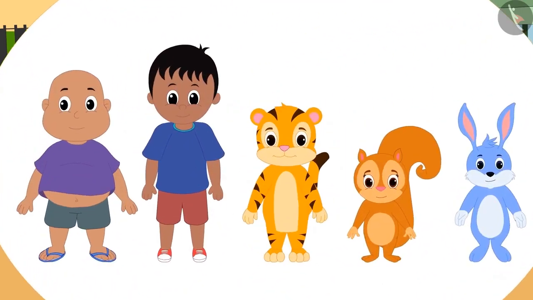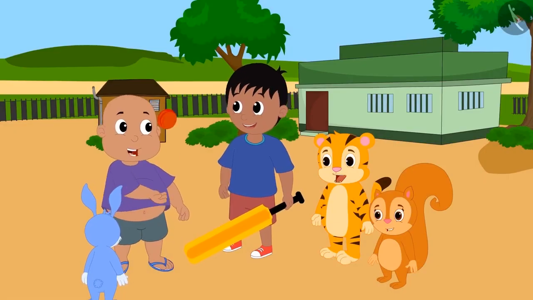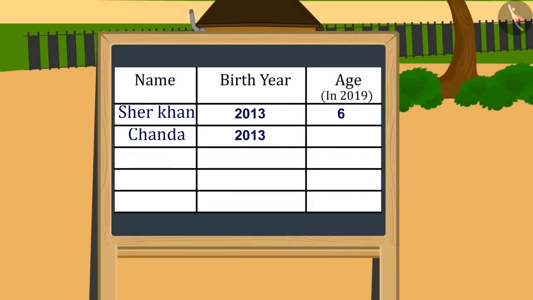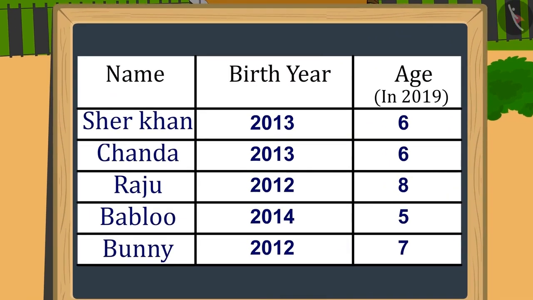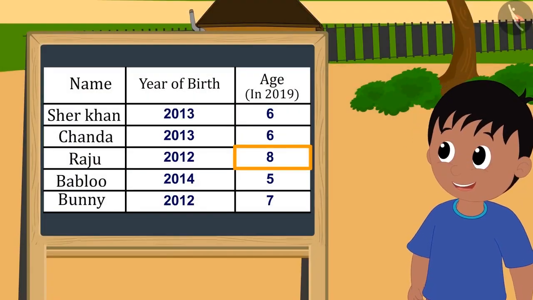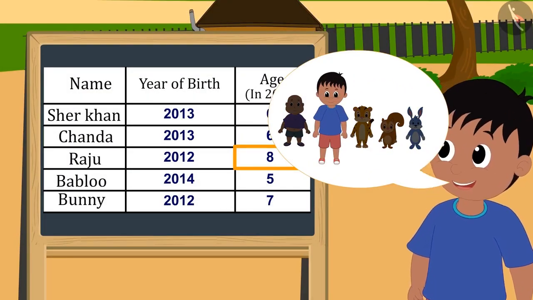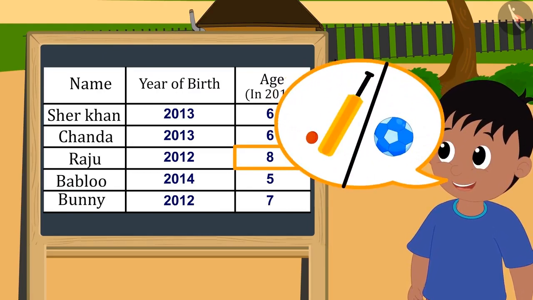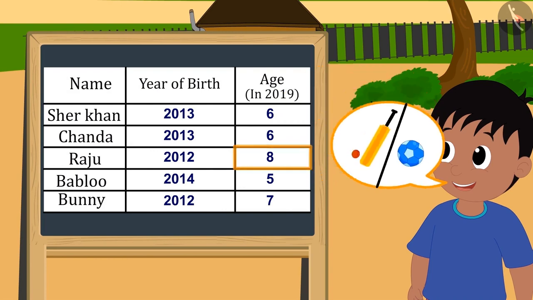Today, whosoever is the eldest among them will get to decide which game they all will play together. Everybody liked Sher Khan's suggestion. One by one, they wrote the year of birth and age on a board like this. Now Raju is saying that he is elder than all of them. So he will decide which game he wants to play.